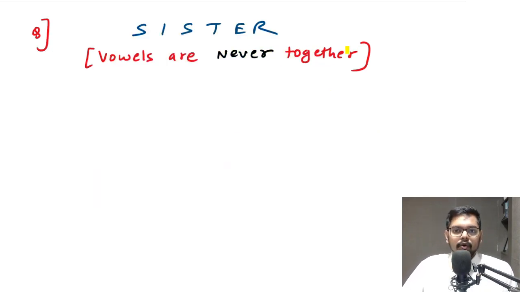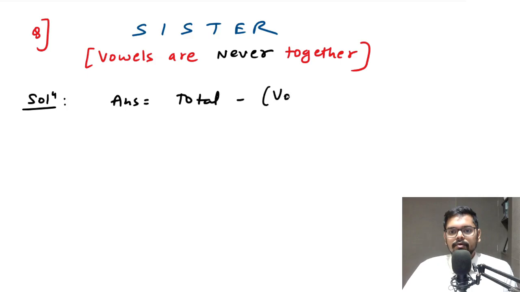Okay, going to the next question. You can do this because you know this is a contra question. Vowels are never together. We have the word SISTER. So pause the video, try by yourself, then look at my solution. I guess you are getting a fun now with this kind of questions, yes or no? So what is your answer? It is total minus vowels are together.